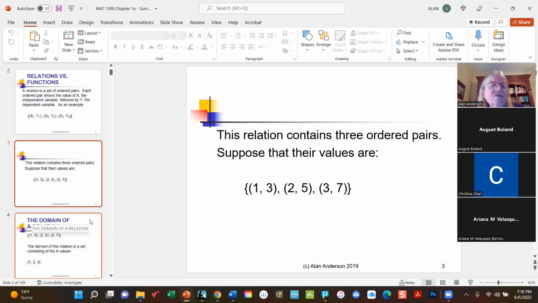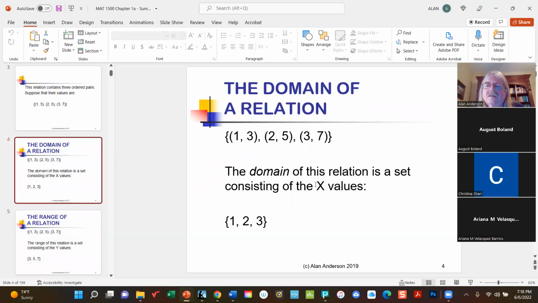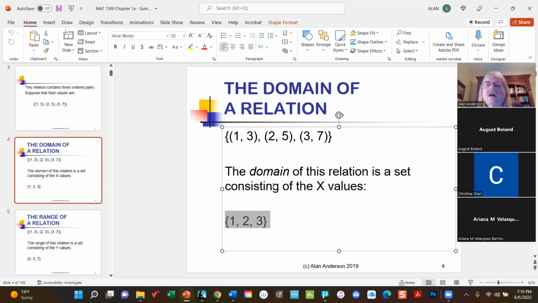Well, when a domain is applied to a relation, it really simply means the set of all the x values. Okay, so here we have, of course, 1, 2, and 3. This represents the domain of our relation. These are the x values that we see in our relation.